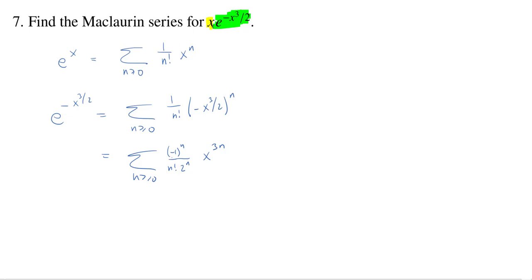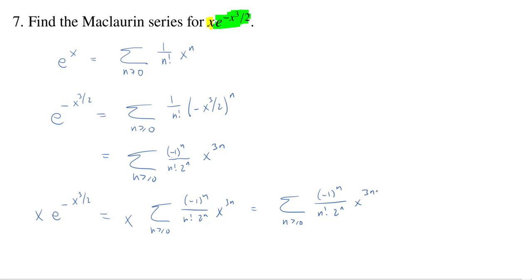But remember, we did have this x, so we're going to need to include that finally. So x e to the negative x cubed over 2 will be x times this series. And I can just move the x inside, and that'll increase the exponent here by 1. So I end up with the series starting at 0. I have an alternator over n factorial 2 to the n times x to the 3n plus 1.